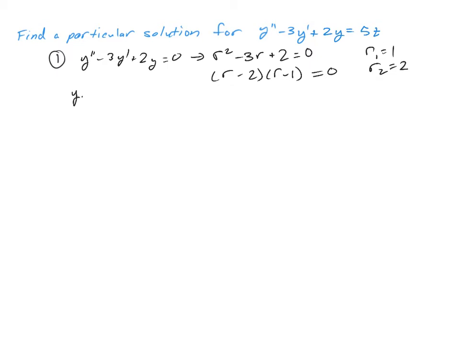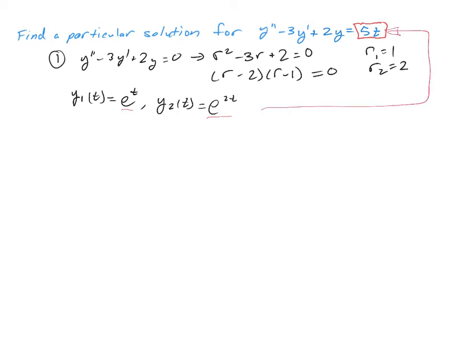So our two solutions are y1 of t equals e to the t, and y2 of t equals e to the 2t. We now want to look at our particular solution. So we look at our forcing term first, our 5t, and we'll notice that there's no way to take a linear combination of exponential functions and form a linear function from that. So we have linear independence, and we can just build our particular solution as a generic linear function.